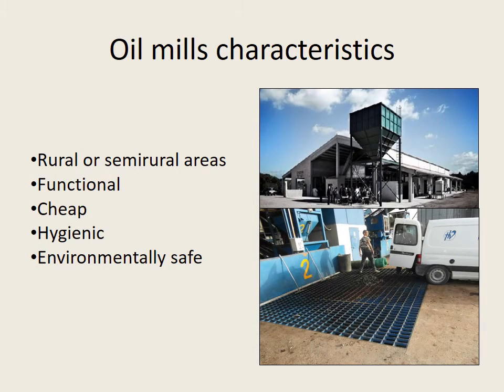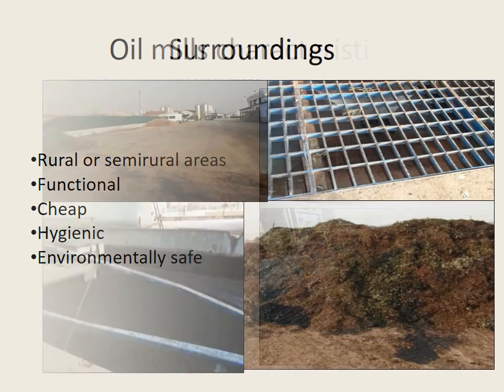Nowadays, all mills are built close to the olive production areas and as a consequence are in rural or semi-rural areas. This kind of construction tries to be as functional, hygienic and cheap as possible, also taking into account the environmental impact on the surroundings.